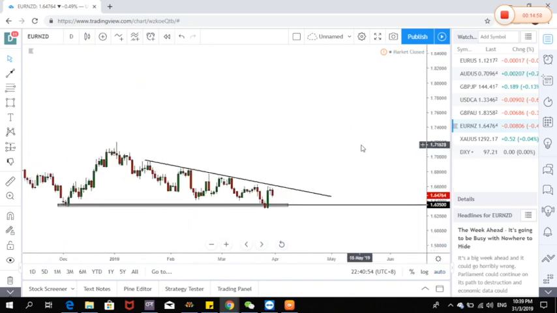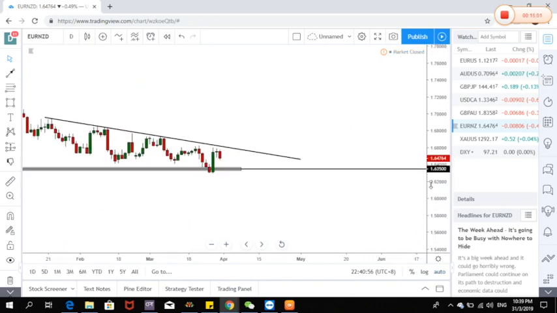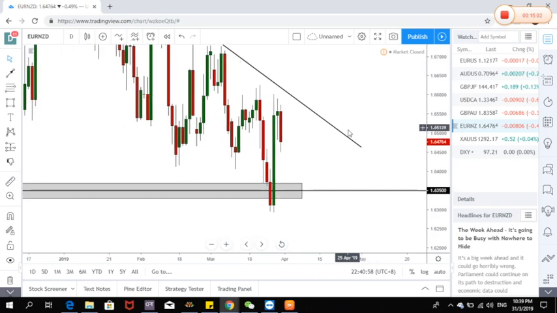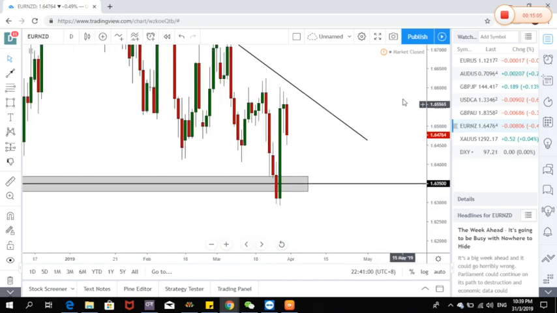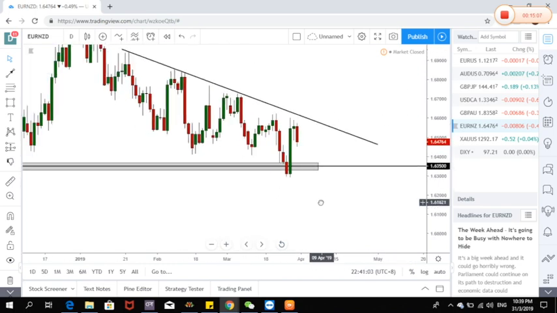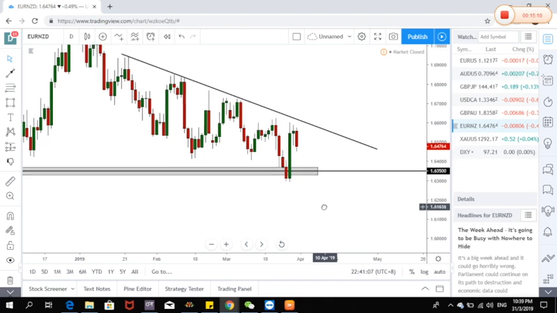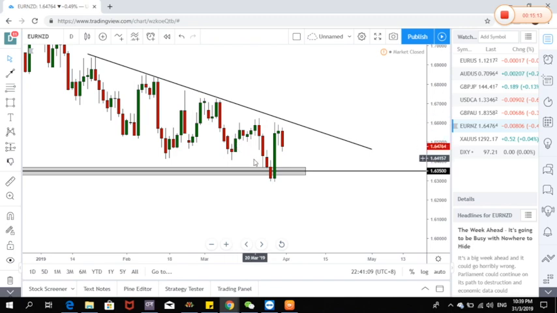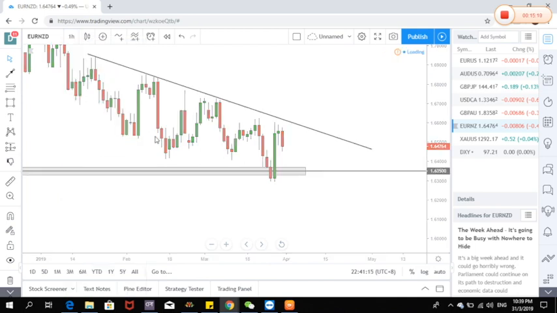Alright, for EUR NZD, okay, this pair has been very good. Right after the news during the RBNZ statement, it came out as a very dovish statement for NZD. So this pushed the EUR NZD to have almost 300 pips in a single day toward the upside.